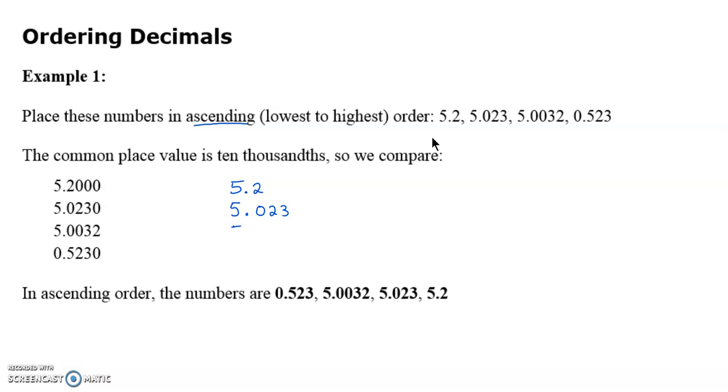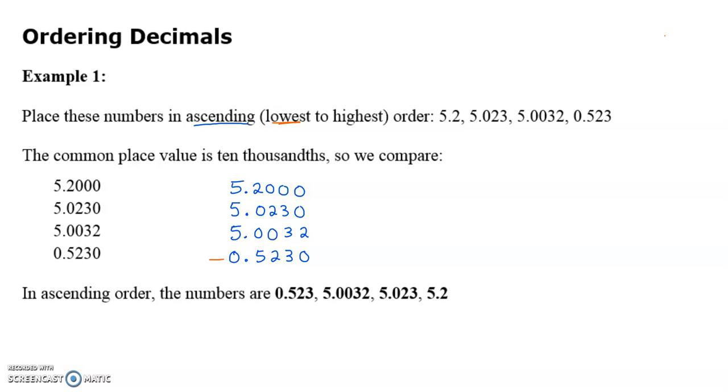5.023. And my third number, I'll do the same, 5.0032. And my last number, 0.523. And then everywhere that has a blank space, I'm going to fill up with zeros. So I'm going to get everything to 4 decimal places, because then I'll be able to compare the numbers very easily. And I'm going to change my color for that comparison. So I'm going from my lowest number to my highest.